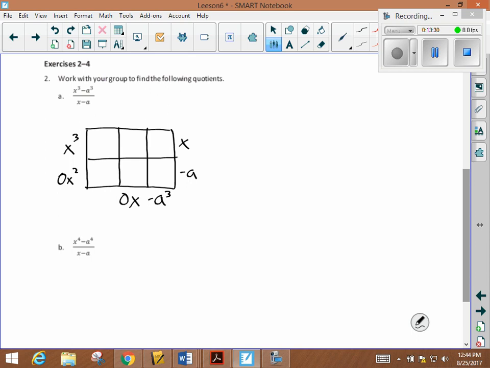And let's do this thing. So x cubed goes there. Which means that this has to be x squared. And x squared times negative a is negative ax squared. So that means this has to be positive ax squared. Which means that this has got to be ax.